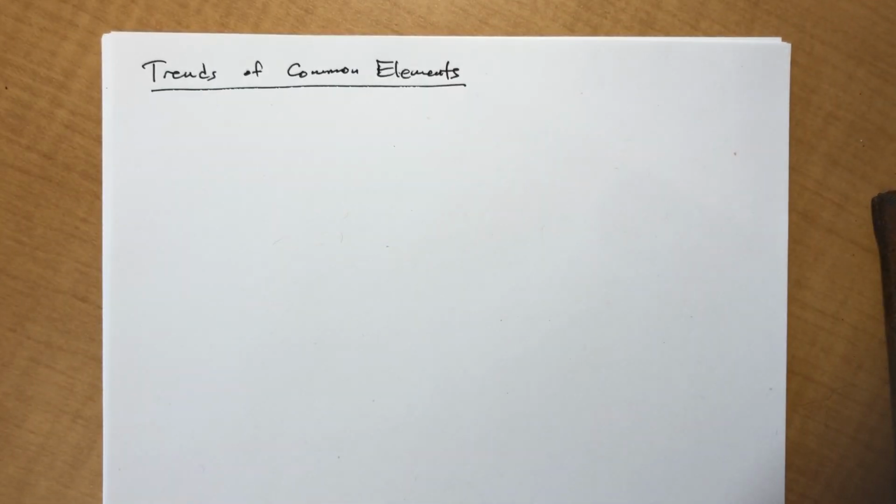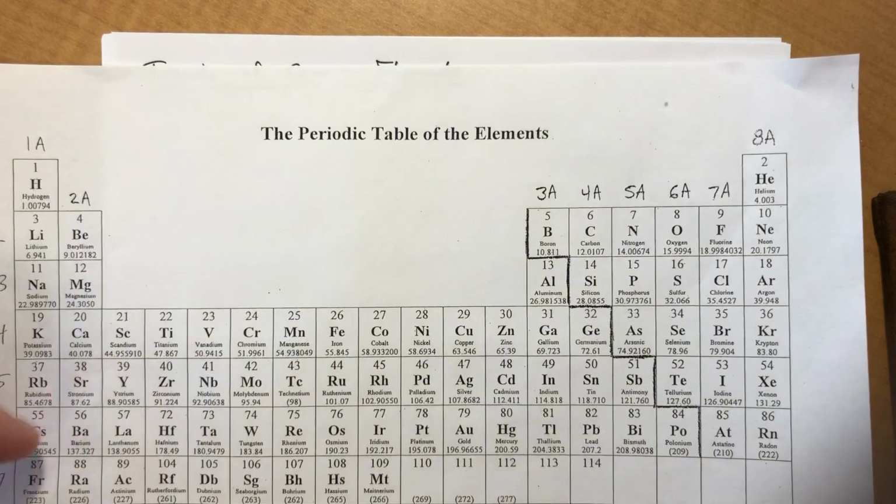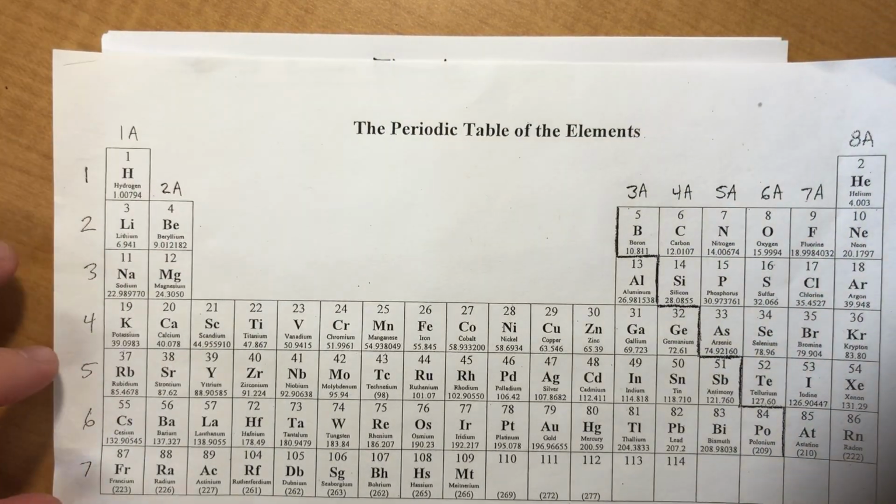Okay, in this video we're going to talk about trends within common elements. It's kind of a hodgepodge, catch-all lecture. We're actually going to look at the vertical columns for some of the common options here.